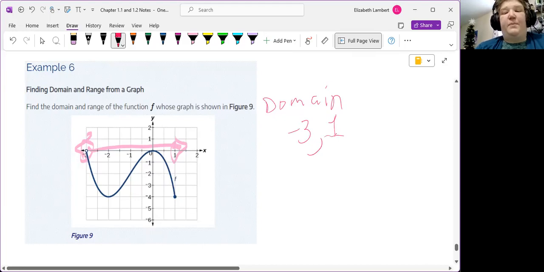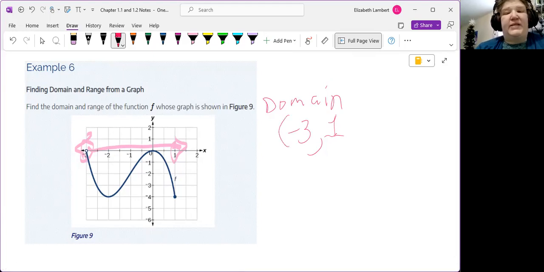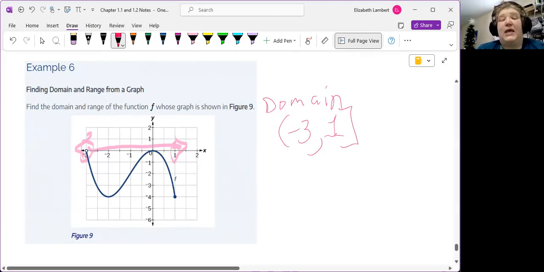Now I just have to go back and ask myself, do I include these numbers or not? When I look at the -3, it's an open circle, so it gets the parenthesis, to say we can get really close, -2.9999999, but not -3. And up here at 1, it's a closed circle, so that's going to get a bracket to say, yes, we can actually use x equals 1.